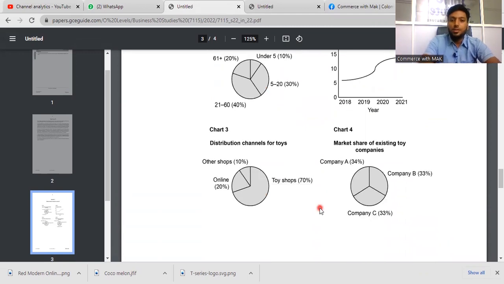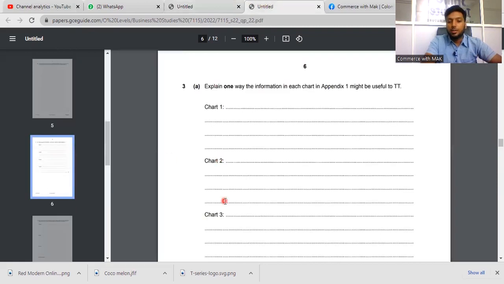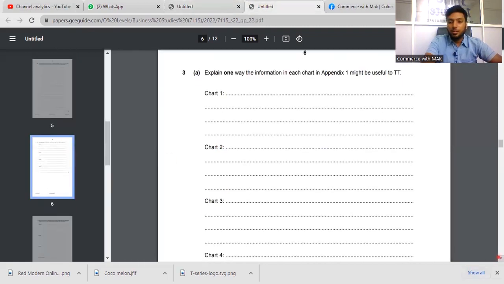Chart 3, distribution channel for toys. You might see here there are other shops. How do they distribute? 10% on the other shops, online 20%, toy shop 70%. So this gives a complete understanding of how this particular TT should distribute the products towards the market. So they know that toy shop is the ideal place where they need to cater their distribution channel. So let's move on to that area and write the answer for this chart 3.